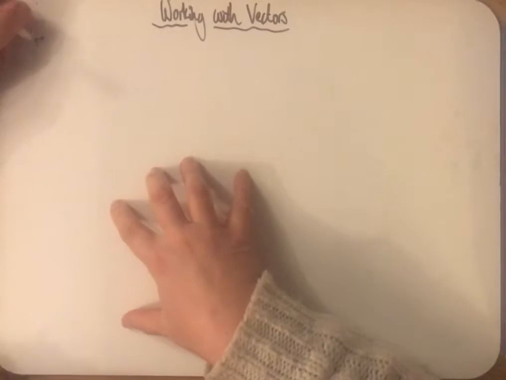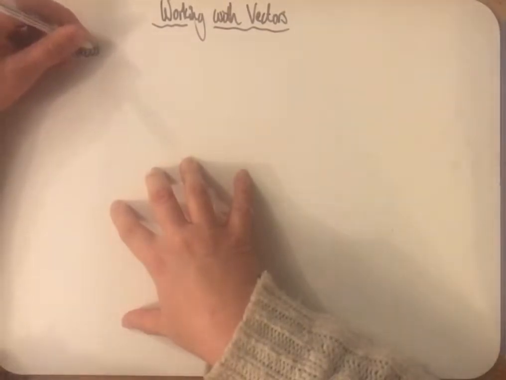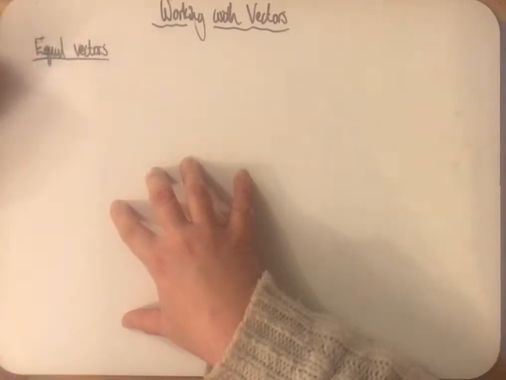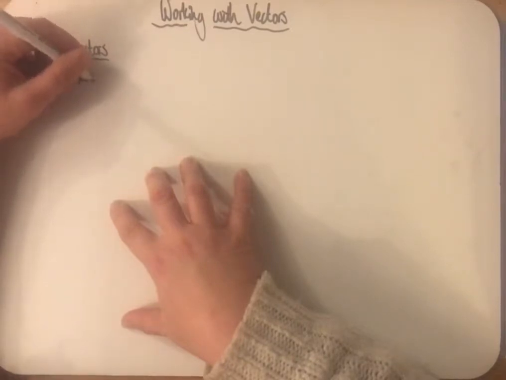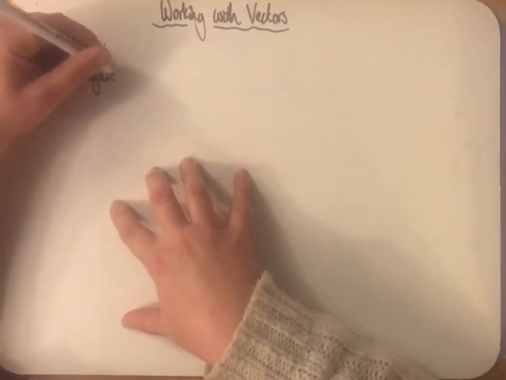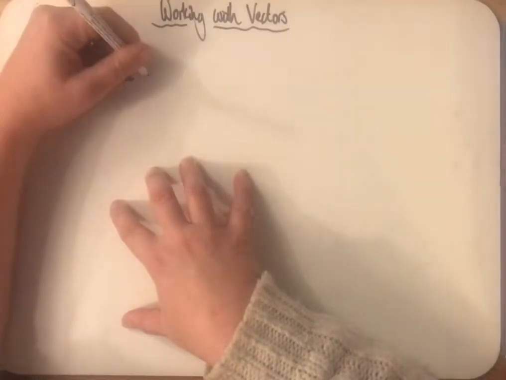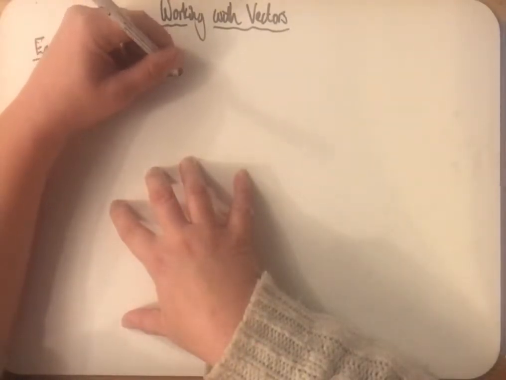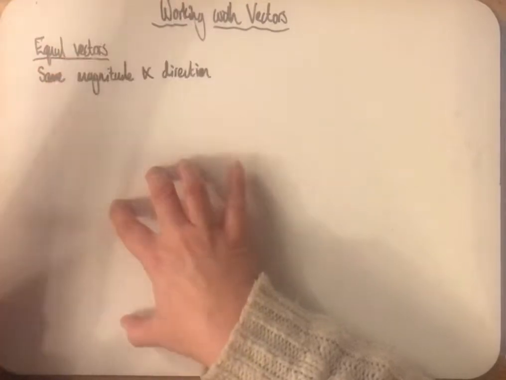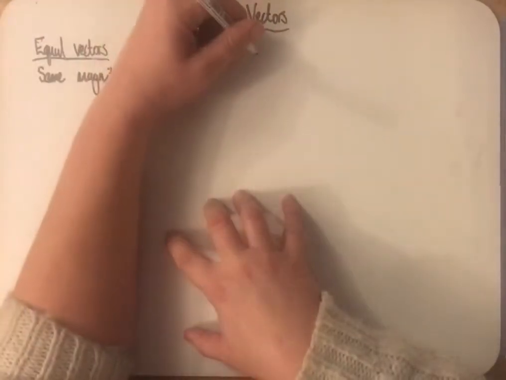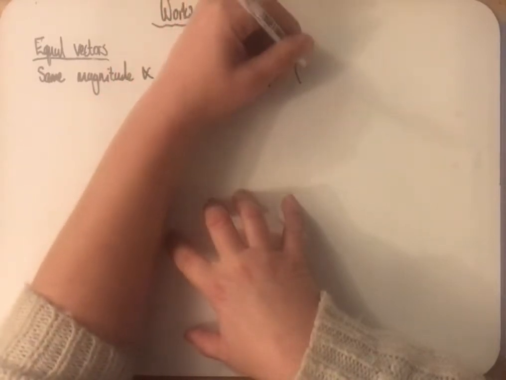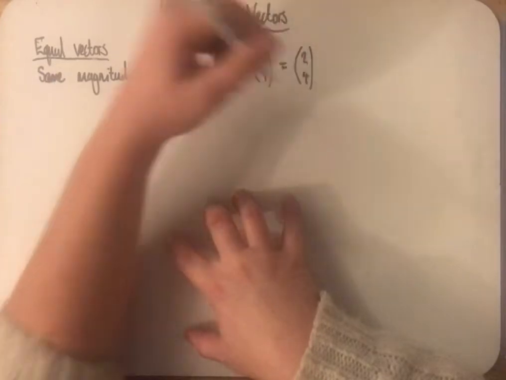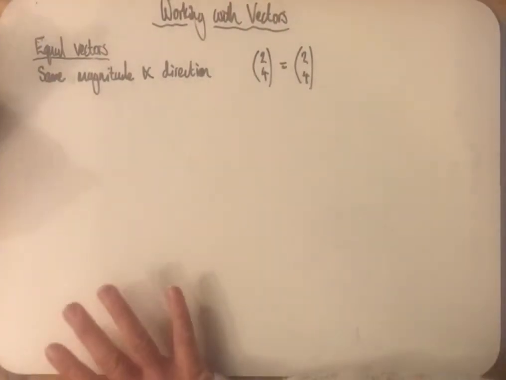To start with, equal vectors. They have the same magnitude and direction, and they look exactly the same. So the only vector equal to 2, 4 will be 2, 4.